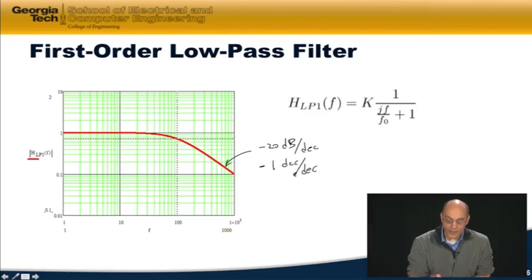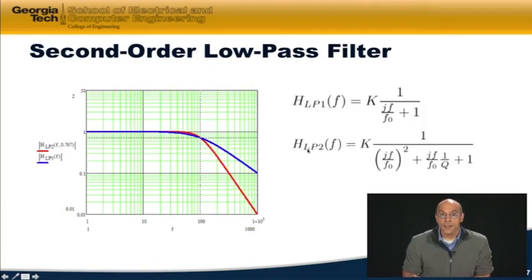A decade per decade means for every increase in decades along the frequency axis, we decrease by 1 decade in the magnitude of the transfer function, where a decade is a factor of 10. So for example, in moving from 100 hertz to 1000 hertz in frequency, that's 1 factor of 10, we would expect to decrease in magnitude by 1 factor of 10. And you can see that we change in magnitude from 1 to 0.1 over that frequency range from 100 to 1000.